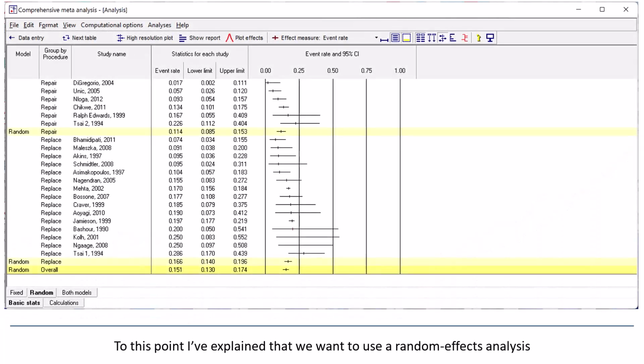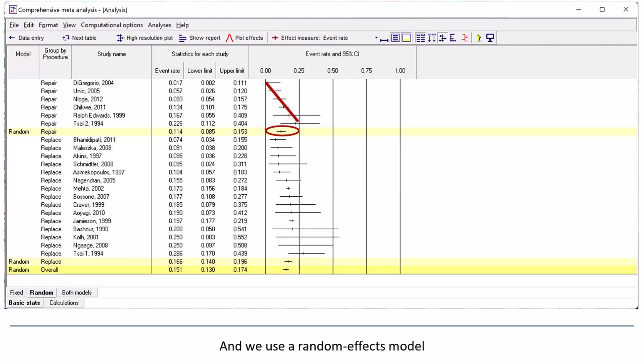To this point, I've explained that we want to use a random effects analysis. Now I need to discuss why this is called a mixed effects analysis rather than a random effects analysis. The reason is that we need to choose a statistical model at two levels. Within subgroups, we're using random effects. That is, we use a random effects model to synthesize the data from these studies and yield these numbers, and we use a random effects model to synthesize the data from these studies and yield these numbers.